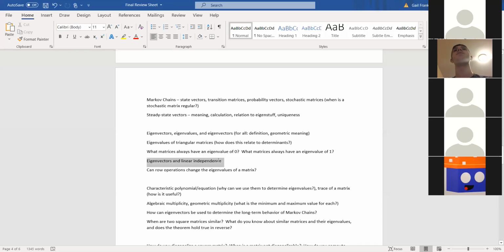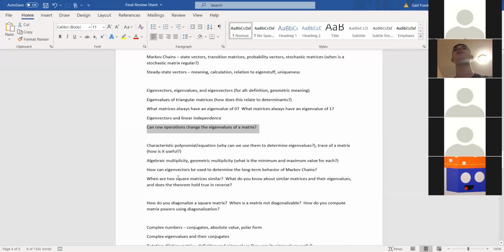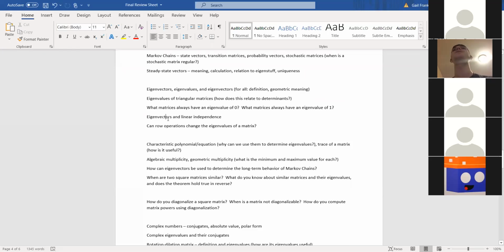Eigenvectors and linear independence. Eigenvectors that correspond to distinct eigenvalues are independent. So if you have an eigenvector v that corresponds to an eigenvalue of 1, and you have an eigenvector u that corresponds to an eigenvalue of 2, v and u are linearly independent. And yes, row operations can change the eigenvalues of the matrix. So you can use row operations for determinants, but don't use them for finding eigenvalues. They will mess you up.